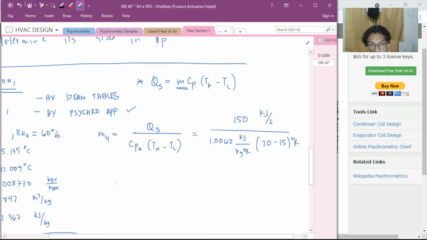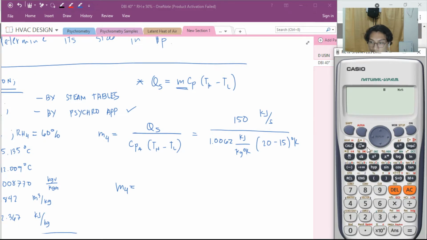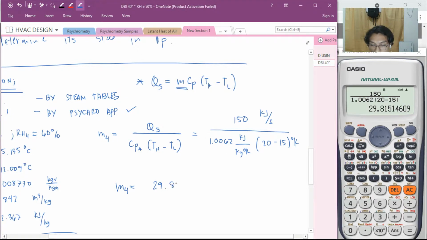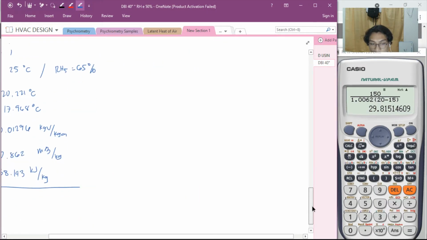Let us solve. M4 will be, please bear with me, talagang mahaba yung solving na to. 1.0062 multiplied to 20 minus 15. Simply, the answer for M4 is 29.8151 kilogram in every second. That is M4.